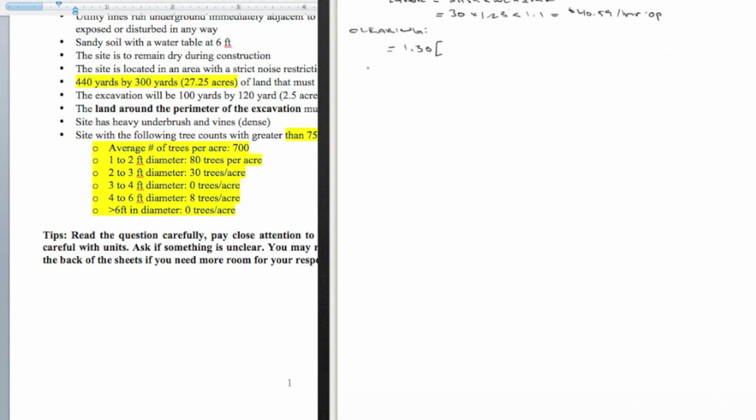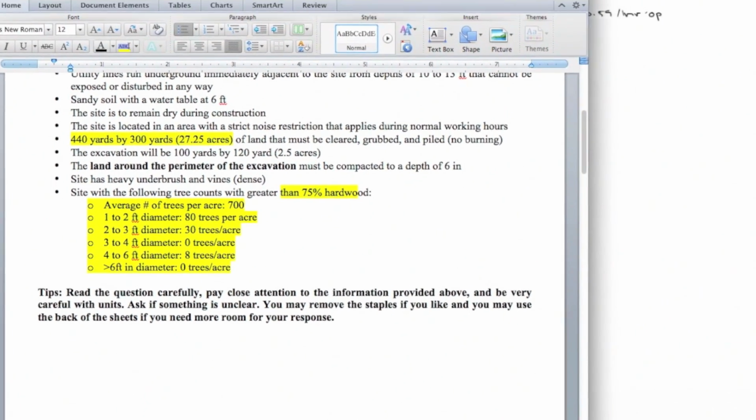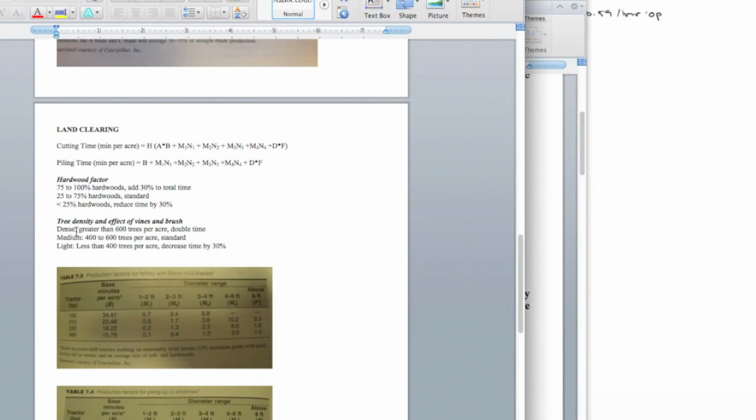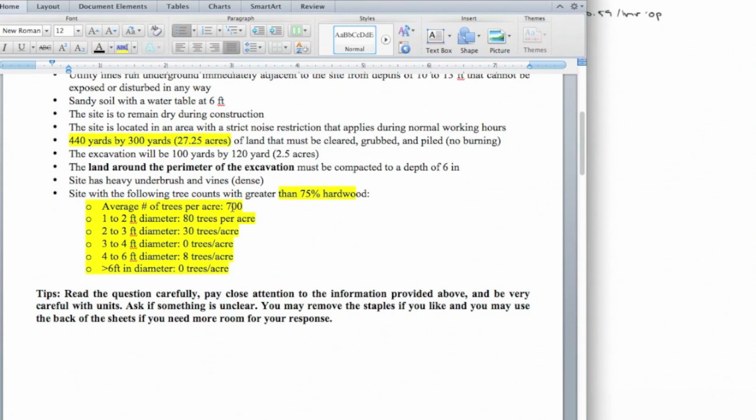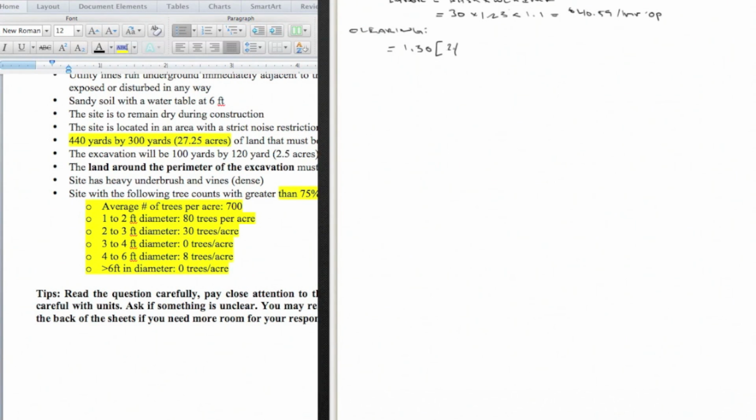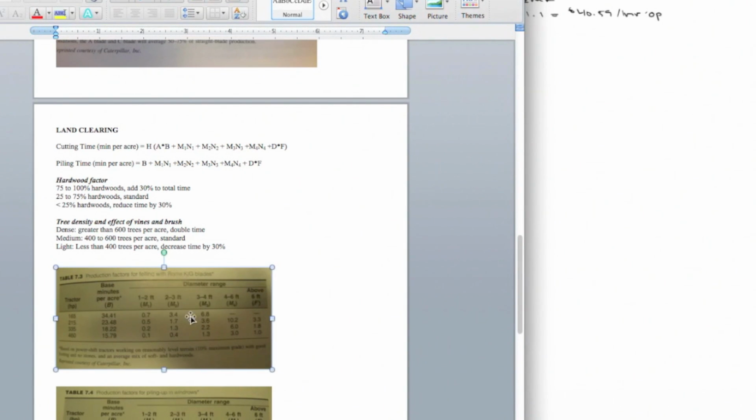Then we have A, which is the tree density, also right here. Dense is greater than 600, and you double the time. Going back to the problem, 700 average trees per acre makes our A 2. B is the base rate from the table, and B for 335 is 18.22, so put that in.